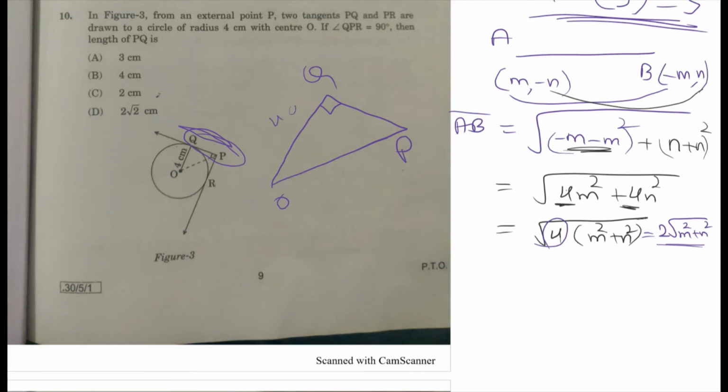this is 4 centimeters. Since QPR is 90 degrees, this angle will be 45, half of that 90 degrees. This is 45, so this will be 45. So two angles are equal, these two sides are equal. So if this is 4 centimeters, this will be 4 centimeters. Or you can apply tan 45 and get the 4 centimeters. So option B.